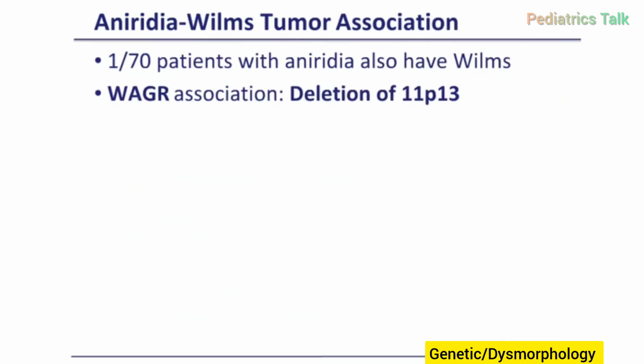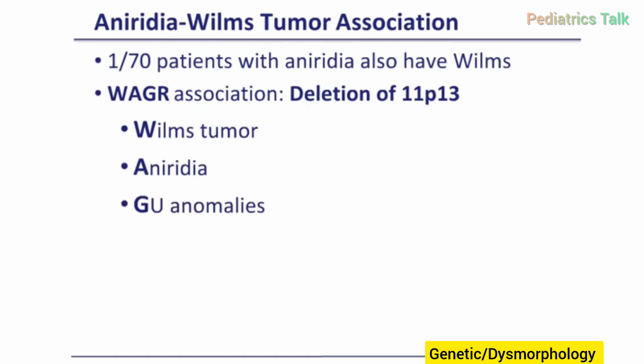The Aniridia-Wilms tumor association was discussed in Chapter 1 on neonatology, and recall that the main association here is the WAGR association, W-A-G-R, which again stands for the random association of the findings of the development of Wilms tumor, aniridia, genitourinary anomaly, and retardation of growth and or development. And specifically, this is due to a deletion of 11p13.